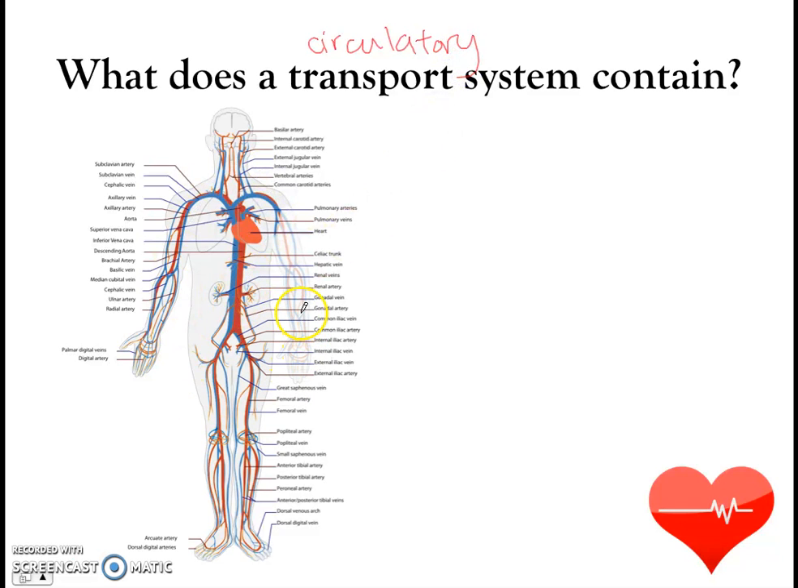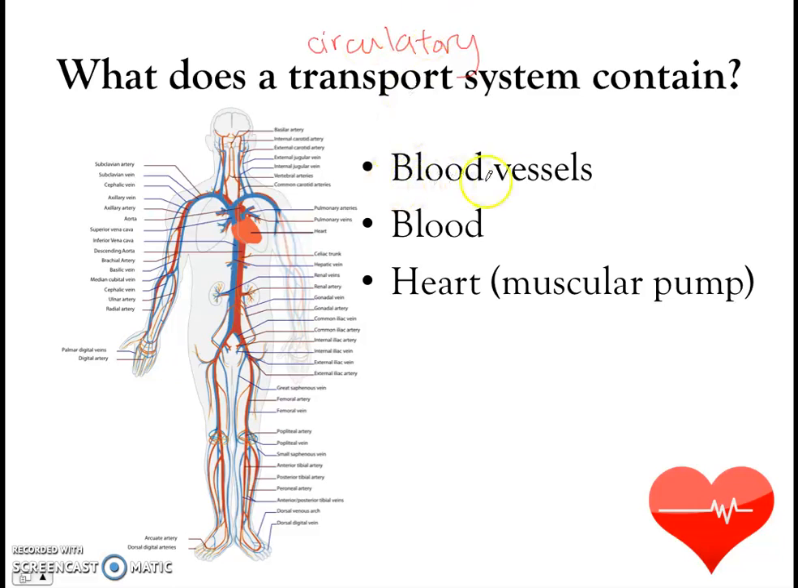So what do you see? Well, first you see the heart, right? And then all the blood vessels, and also don't forget the blood which flows within the blood vessels. So the transport system in humans contains three main components: the blood vessels, the blood, which is the fluid that flows through the blood vessels, and the heart, which is a muscular pump, a pump which creates pressure so that the blood, the fluid, can flow around the blood vessels.